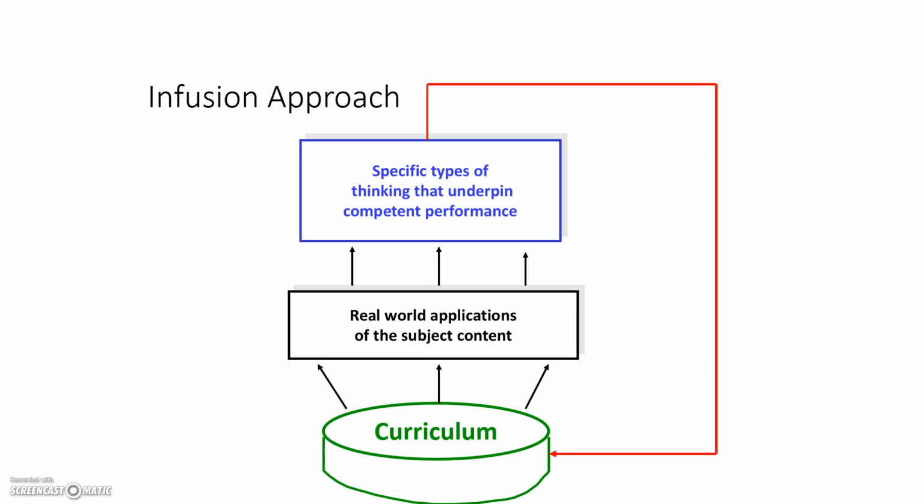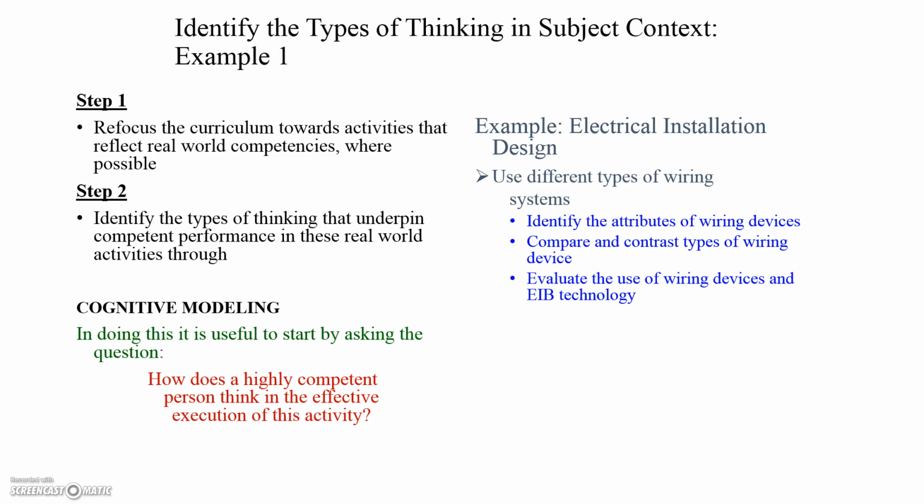At the end of the day, metacognition is likely to come in to any significant curriculum activity because it's about managing the whole learning process involving thinking, managing emotions and beliefs, etc. So let's have some practical examples. Here we go. This is that process applied to the content of an electrical installation design topic area. And as you can see, there's step 1 and step 2 there, which are about refocusing the curriculum towards the real-world competency, and then identifying the types of thinking that underpin competent performance in these activities.